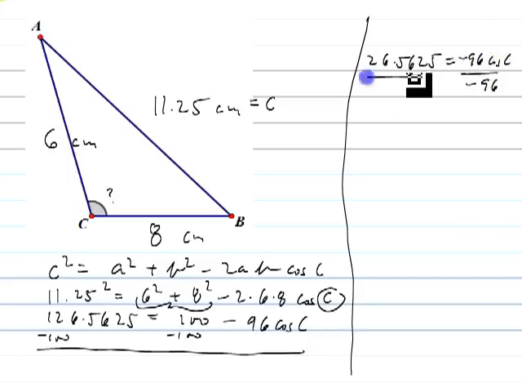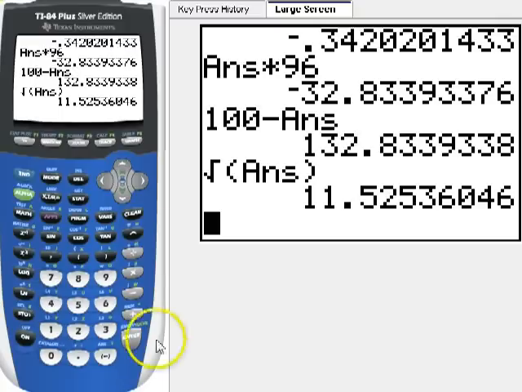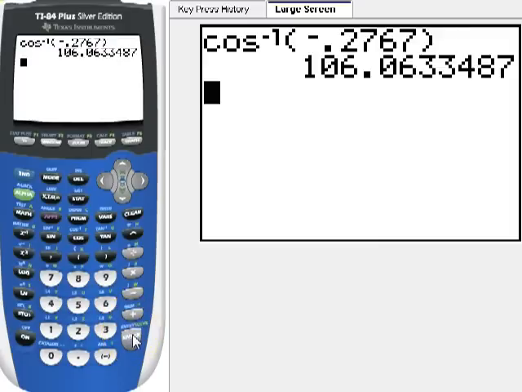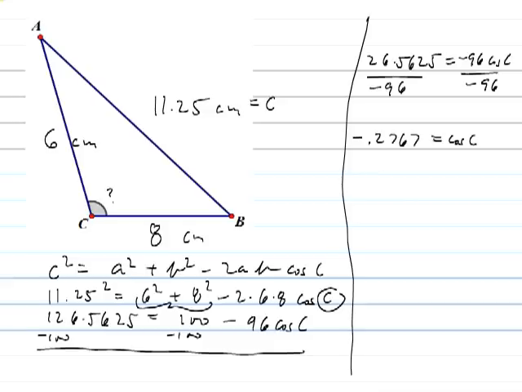Now you divide both sides by negative 96. And when you divide this one by negative 96, you end up with negative 0.2767 equals cosine C. So it seems strange to have a negative there, but that happens when the angle is obtuse. So I'll go to my calculator, negative 0.2767, and I'll do cosine inverse of negative 0.2767. And as expected, I get an obtuse angle, which is about 106 degrees. So C equals 106 degrees.